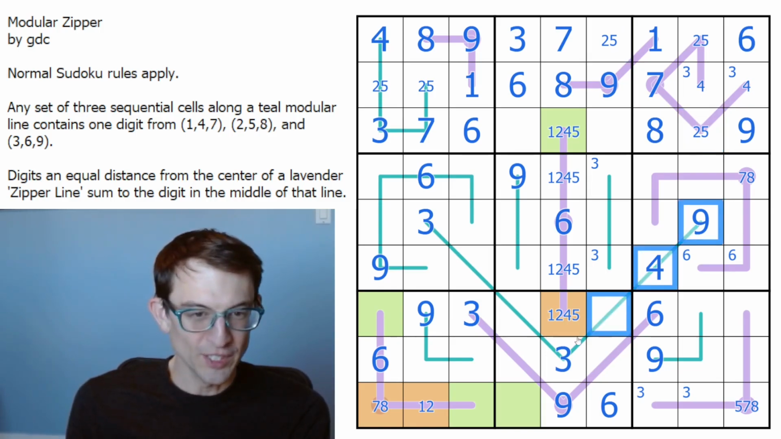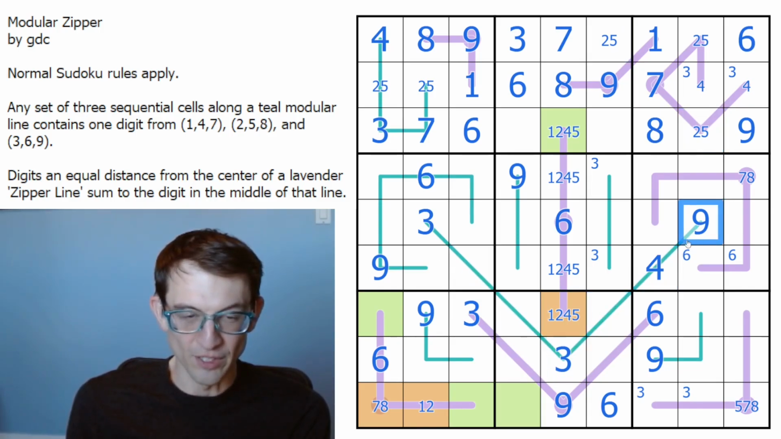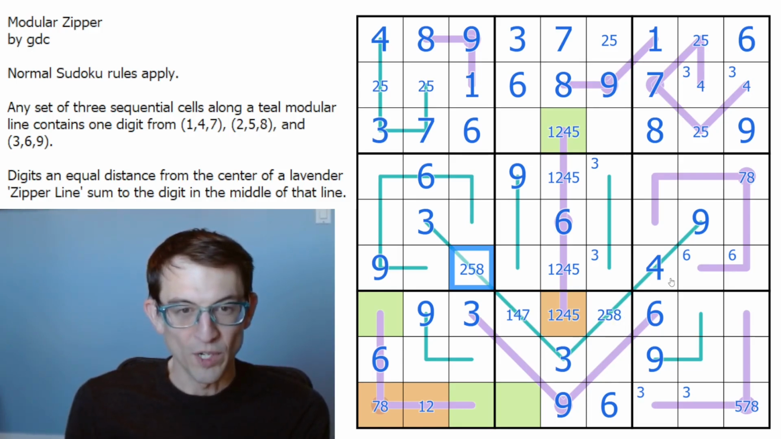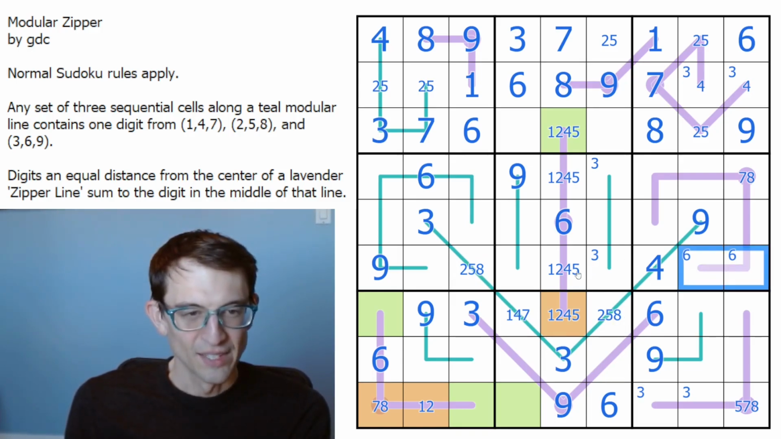Hold on. So this modular line is now figured out, at least the modularity. So this is the 0 group, the 1 group, this is the 2 group. That's 2, 5, 8. So that's 1, 4, 7. This is 258. Where? No, that's not right. I feel like such a big break.